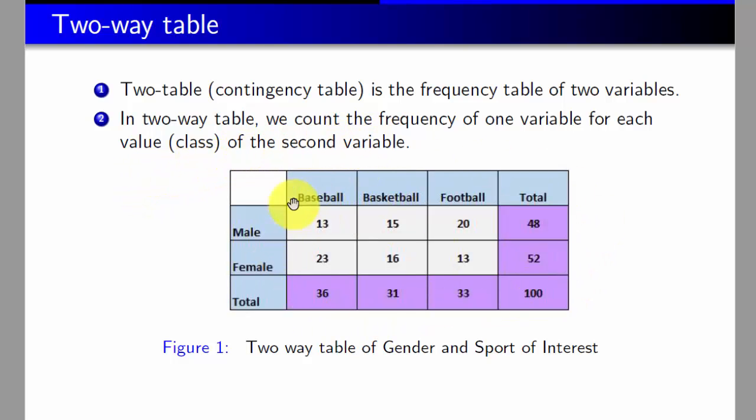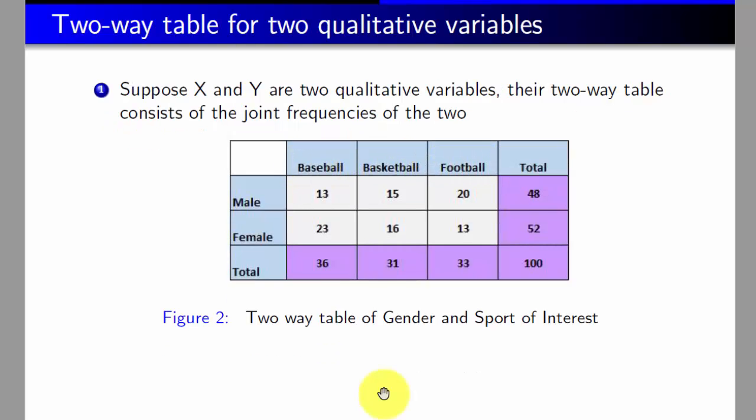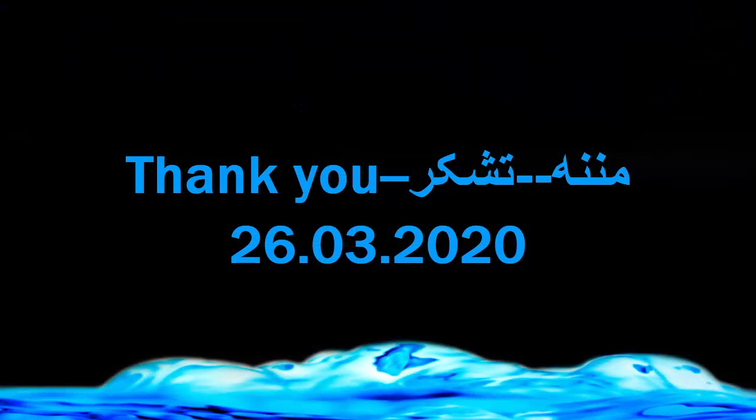Consider this example here. In this example, we have collected data on the gender of 100 students and their preferences of baseball, basketball, and football. Now, this is an example of two-way table for gender and sport of interest. This contingency table or two-way table helps us to study the association between the gender and sports of interest. Now let's start with a two-way table for two qualitative variables. Suppose we have x and y as two qualitative variables. Their two-way table consists of their joint frequency. This is one example of the two-way table for two qualitative variables.